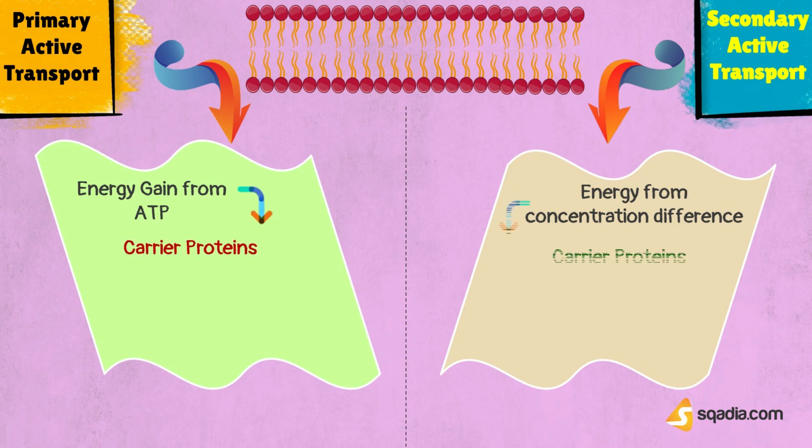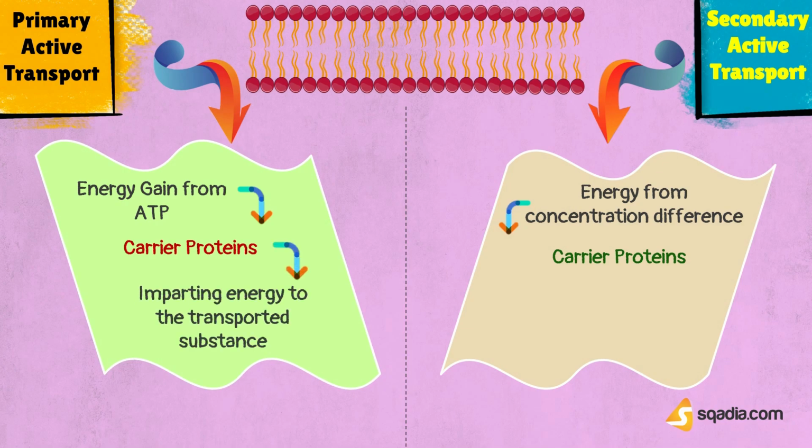In both cases, transport depends on carrier proteins that penetrate through the cell membrane, as it is for facilitated diffusion. But the carrier proteins for active transport are slightly different from facilitated diffusion. This is because it is capable of imparting energy to the transported substance to move it against the electrochemical gradient. But we are not done with the types of active transport here. In the next sections, we will be discussing both of the types.